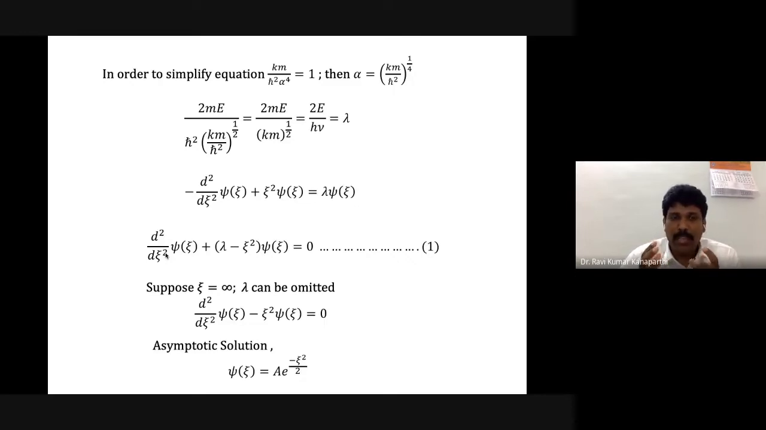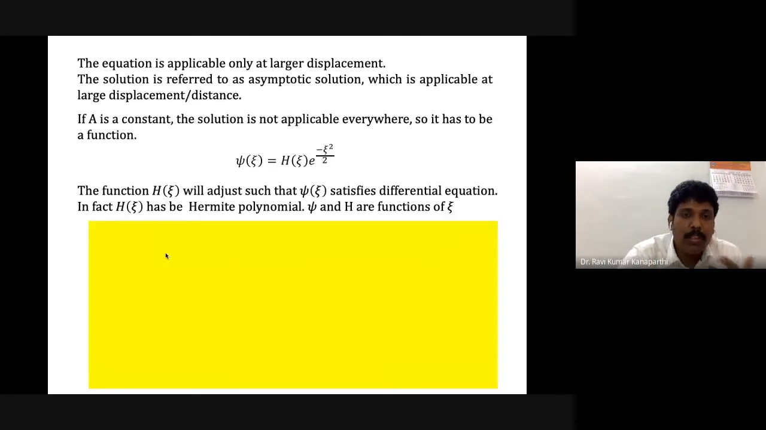Now we are saying that psi of z is nothing but h of z multiplied by e to the power minus z square by 2. Therefore, what we should do is calculate the first-order derivative. We have to do one-time differentiation, and also two-time differentiation of this function. Why? Because now we are assuming this is a function.